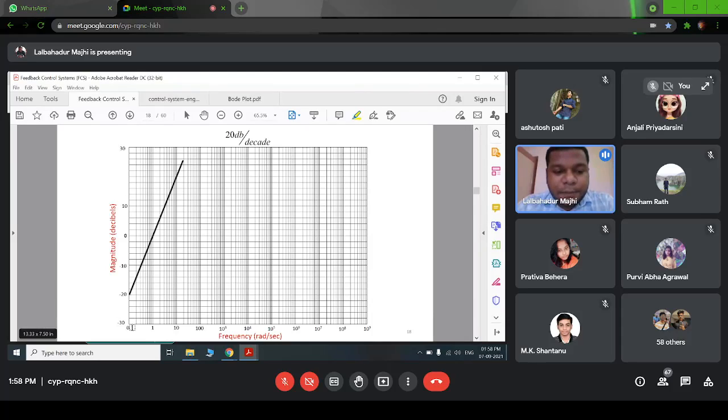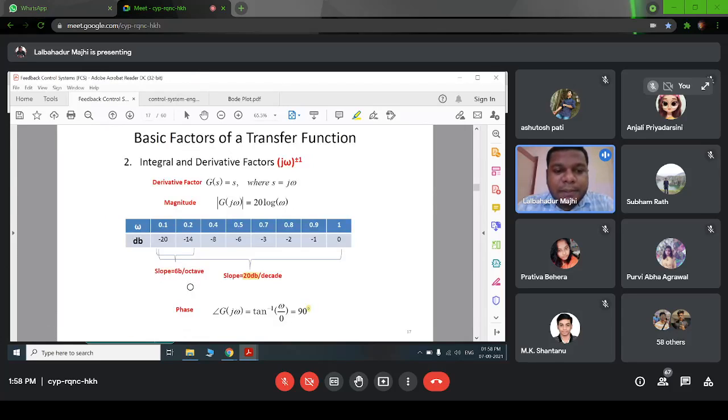For 0.1, right, we have started our frequency at 0.1 and we have taken it up to 1. 0.1 to 1, so this is 1 decade. Okay, this is 1 decade. When our omega value is 0.1, it was minus 20, and when omega is 1, the value is 0.